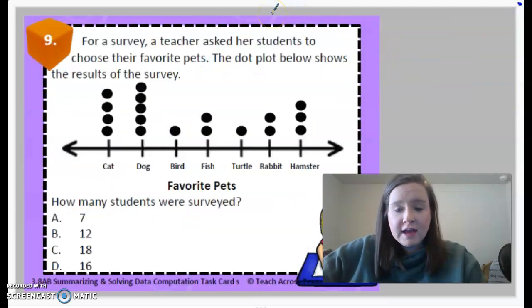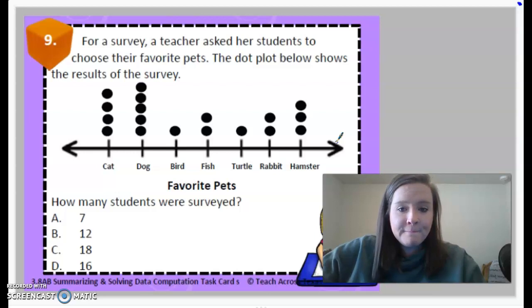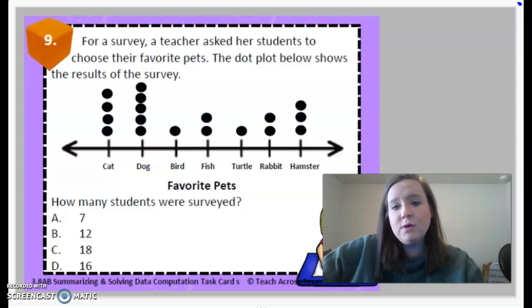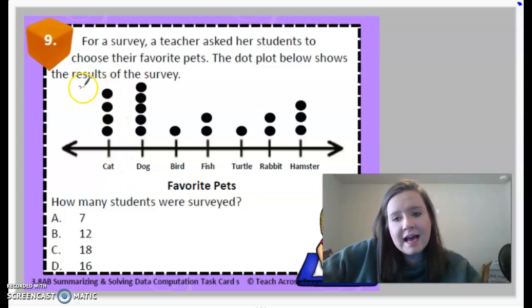All right. So here is our next card. And what do we call this graph? Good. This is a dot plot. Okay. For a survey, a teacher asked her students to choose their favorite pets. The dot plot below shows the results of the survey. So here are the pets, all right? And the dots represent the number of students that chose that specific pet, okay? So cat has 4 students who chose that. Dog has 1, 2, 3, 4, 5.